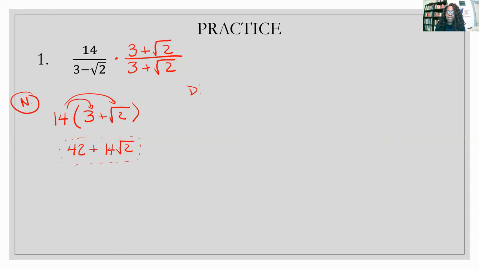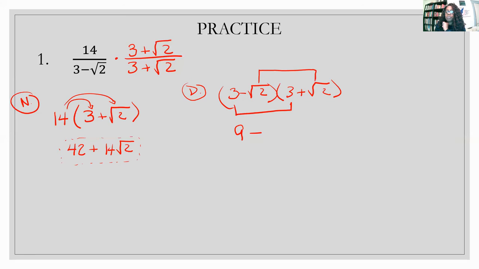For my denominator, we have 3 minus the square root of 2 times 3 plus the square root of 2. Shortcut, 3 times 3, they're not under a radical, so it's just going to be 9. A negative times a positive, that's still going to be negative. And the square root of 2 times the square root of 2, that's just going to be plain old 2. So 9 minus 2 gives me 7. So let's put our answers together. We got 42 plus 14 square root of 2 over 7.